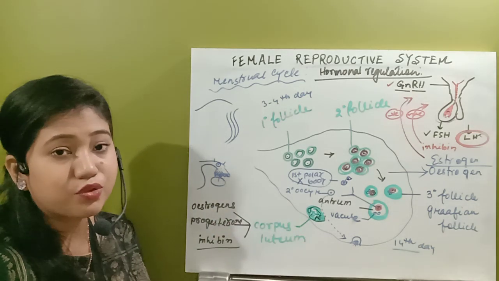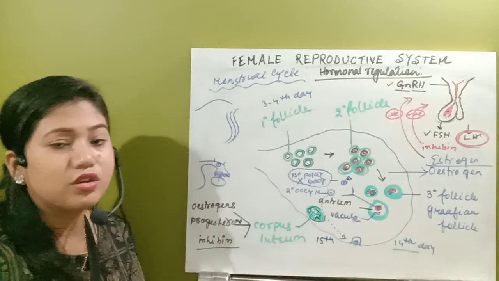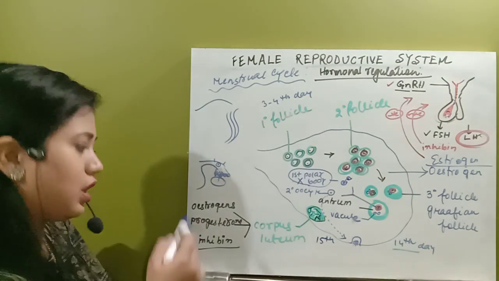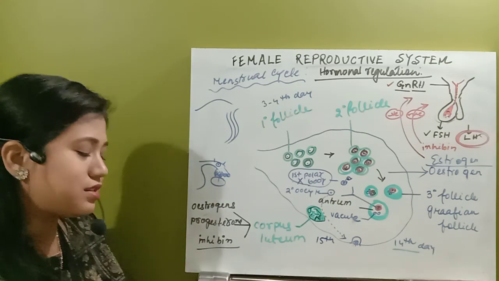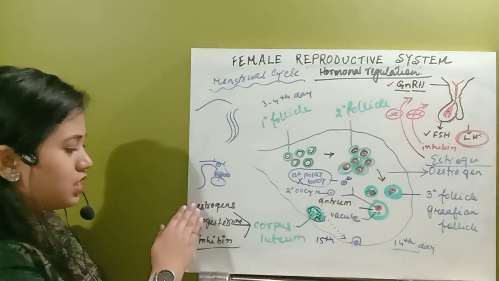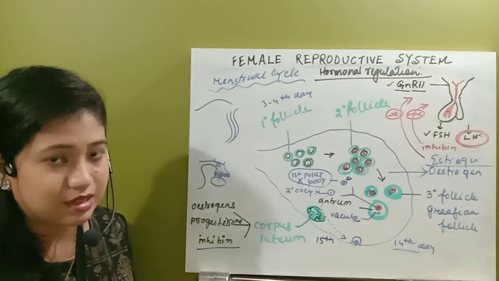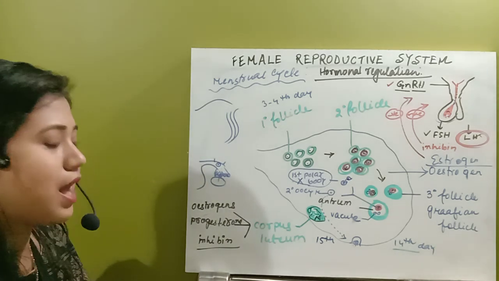This corpus luteum is formed on the 15th day, and whenever on the 15th day the corpus luteum has been formed, it continues the release of estrogen hormone. It starts to increase the release of progesterone hormone. But gradually this estrogen hormone falls and progesterone hormone increases. Under the influence of this progesterone hormone, see what happened.